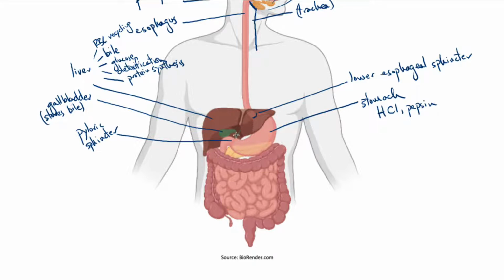And then they empty through a duct into the first part of the small intestine, which is called the duodenum. So this is the duodenum over here, and that's the first part of the small intestine. Over here, this is the pancreas.